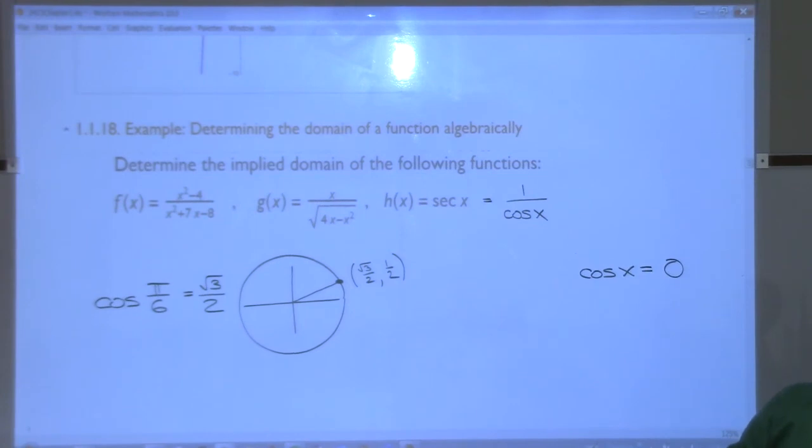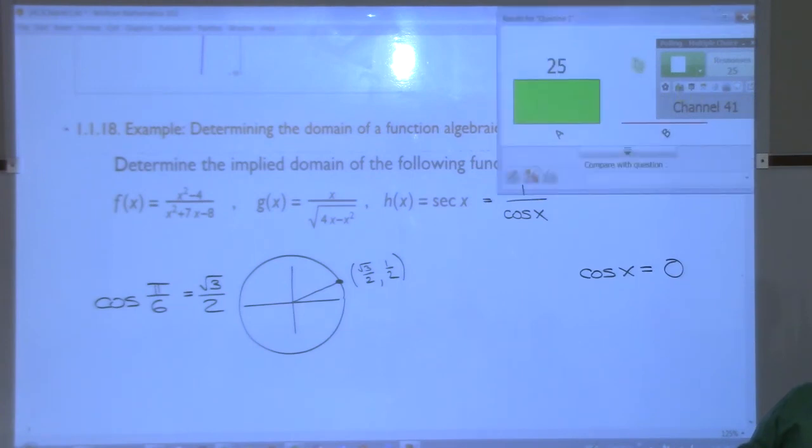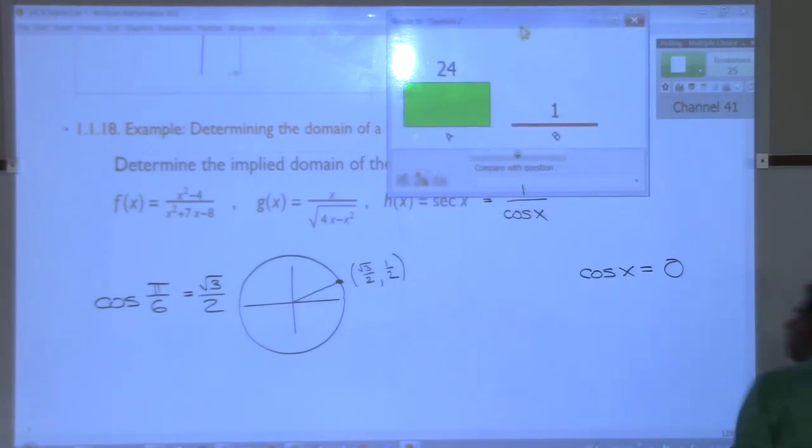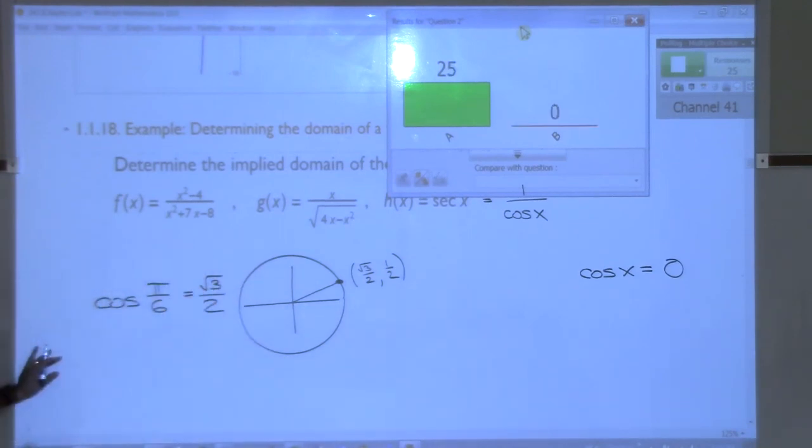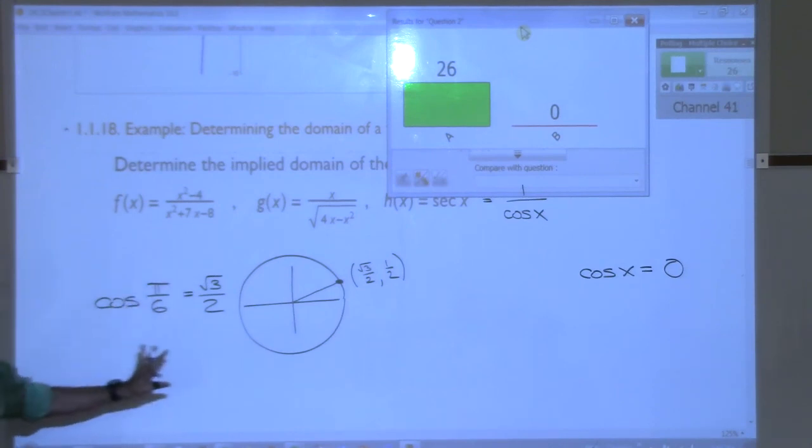Okay, now I need to ask the class. Let's take our little poll here. How many of you think of cosine of pi over 6 in this way? Yes or no? So no no's? Okay, good. That means everybody's working off the idea of the unit circle.